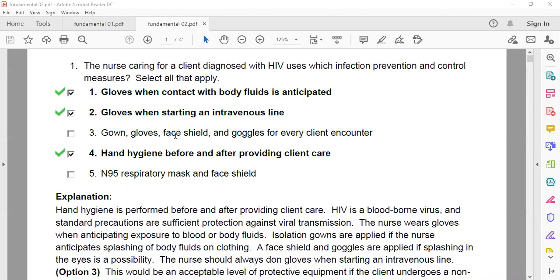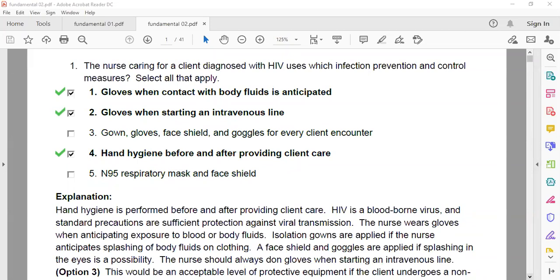Gown, gloves, face shield, and goggles for every client? Never ever, right? For contact precautions, we never wear all of the PPE. It is not airborne. Hand hygiene, washing before and after every standard precaution, everybody knows, makes sense. N95 respiratory masks, as I told you, we wear only for airborne precautions, right?